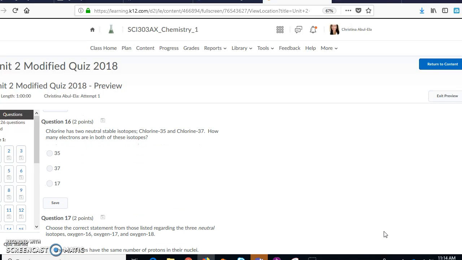Question 16. Chlorine has two neutral stable isotopes, chlorine 35 and chlorine 37. How many electrons are in both of these isotopes? 35, 37, or 17?